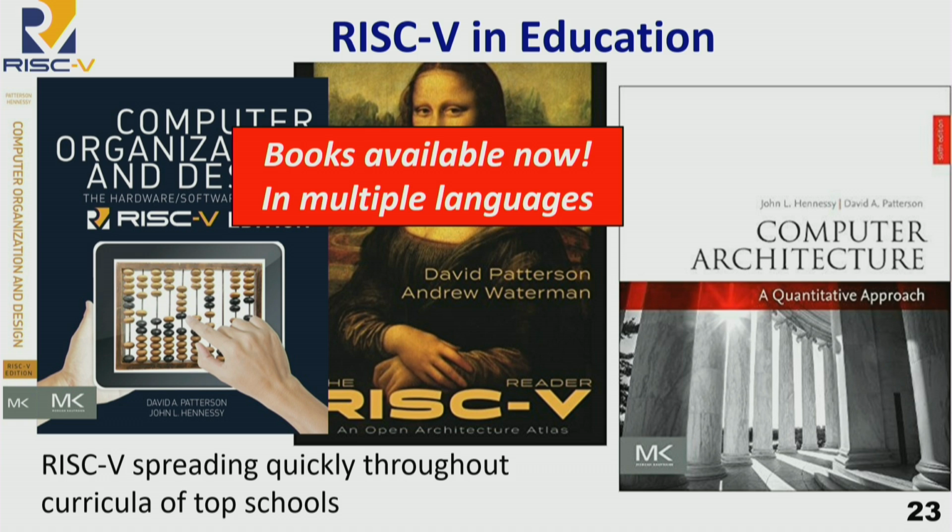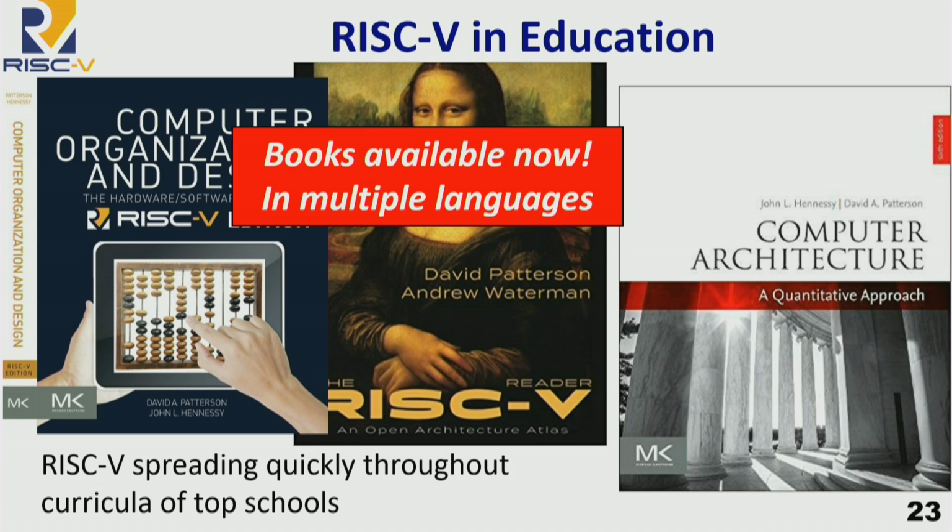And Dave, my colleague, thankfully managed to convince John as well to translate these classic textbooks, Computer Organization and Design and Computer Architecture: A Quantitative Approach. Both are now RISC-V editions, and there's also a good reader Dave Patterson wrote with Andrew Waterman. So this is just part of it, but there's a lot of curriculum around RISC-V now, and this is spreading through all the top schools.